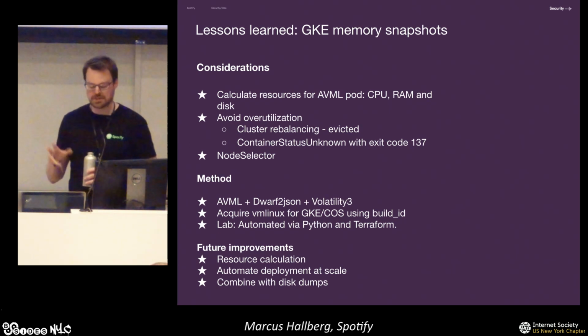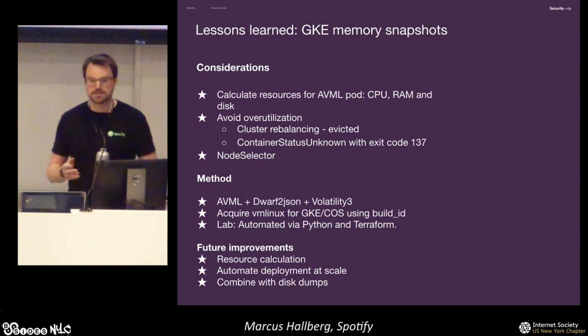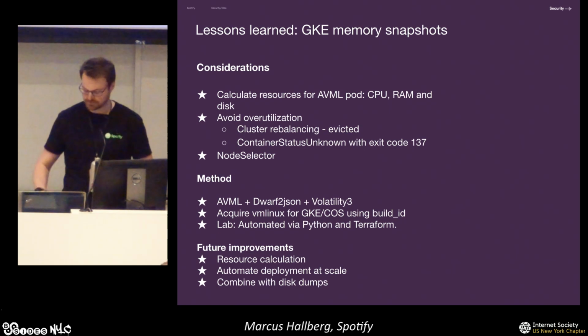Automated deployments, there's a couple of ways to do this as well. There are APIs to deploy pods to certain nodes using the node selector. And if you combine this with, for example, disk dumps or network PCAPs, that should give some really good puzzle pieces together for what is happening on your GKE infrastructure.